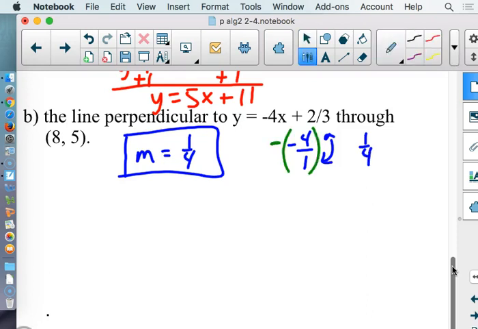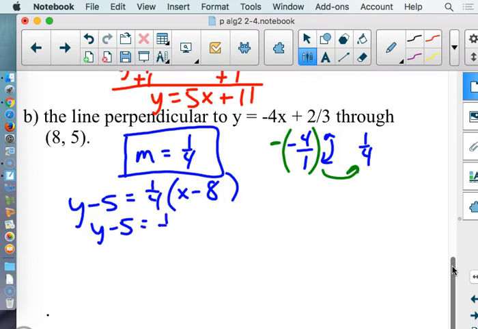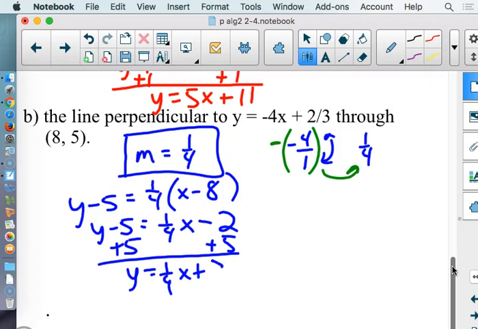Followed this in the notes. Well, there's our slope. Here's our point. Away we go. What's the left side look like? Now we have a fraction. It's not a horrible one. So what do we do next? Distribute 1/4. Okay, so that'll be 1/4 x minus 8/4 is 2. Add 5. Y equals 1/4 x plus 3.